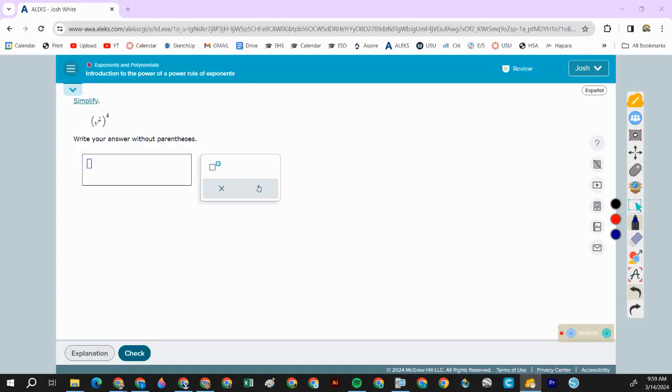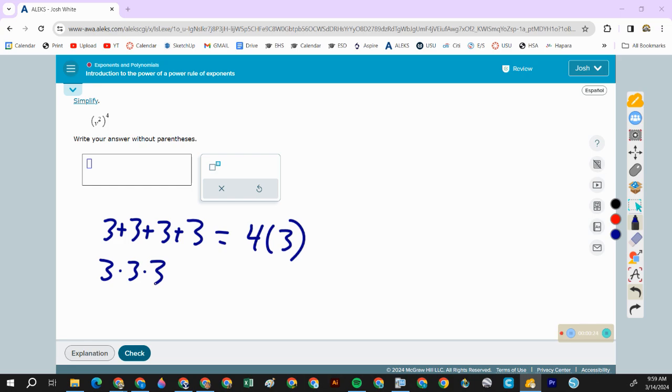So let's review just a couple rules about arithmetic. If I had 3 plus 3 plus 3 plus 3, that can be shortened as 4 copies of 3, right? If I had 3 times 3 times 3 times 3, that is still 4 copies of 3, but it's going to be 3 to the 4th.